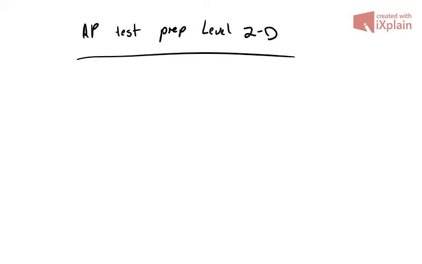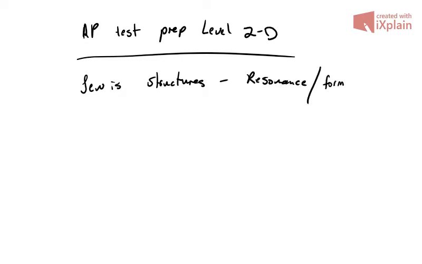Alrighty, so today we are doing AP Test Prep Level 2D. Okay, not quite 3D, 2D. We are going to be looking again at our Lewis structures and how resonance/formal charge is found. And then if we have some extra time, we can start going into hybridization.